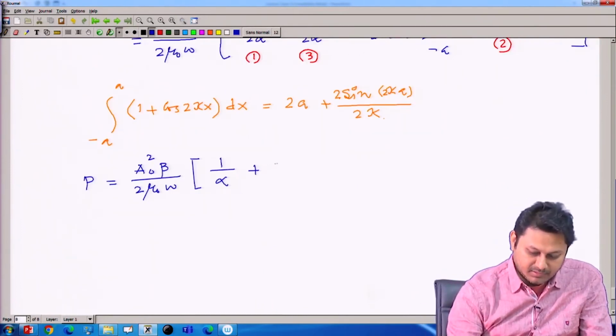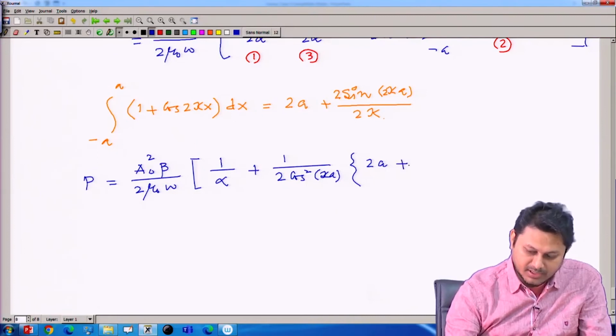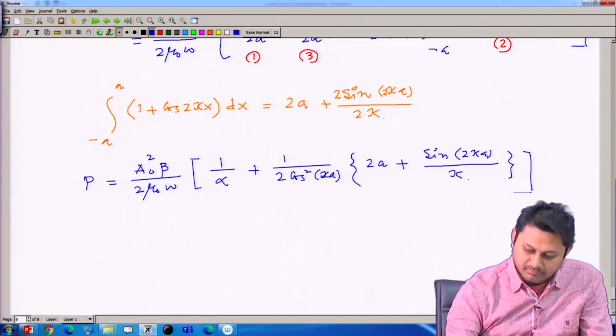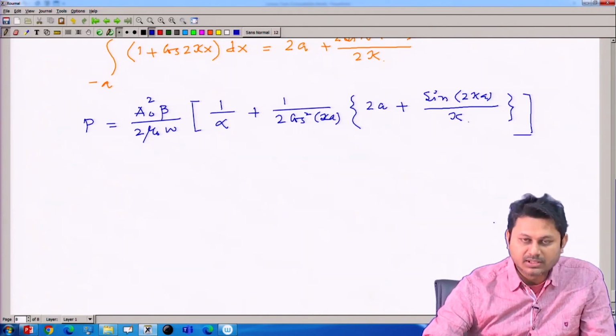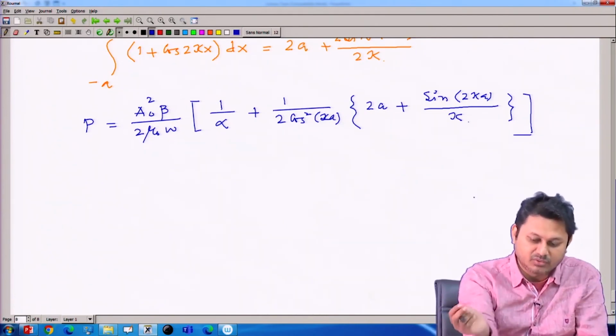So, it should be plus 1 by 2 of cos square kappa a, which is already there, and then I have the integral value which I calculated here, 2a plus sine of 2 kappa a divided by kappa. So, precisely that is the result, but one can have a more compact result out of that, and that you can find by using the boundary condition. So, let us do that quickly.